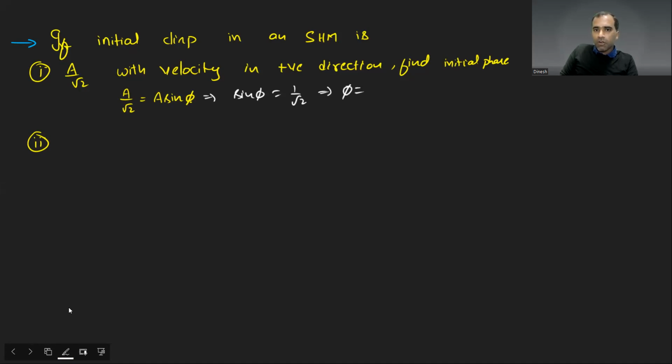So for what phi value does it become 1 by root 2? Can anyone tell me this? 45 degrees. Are you sure about it? Yes, sir. No confusions? No.